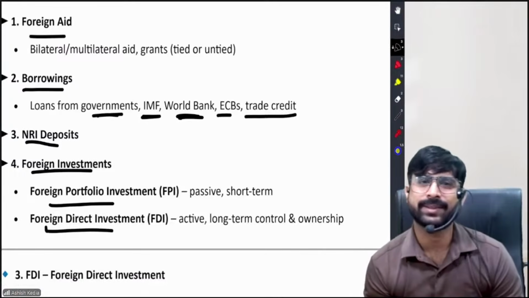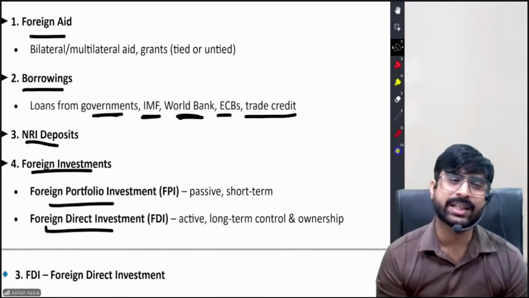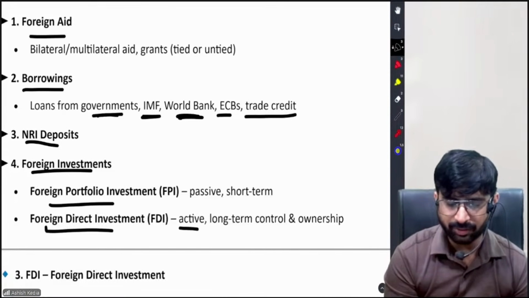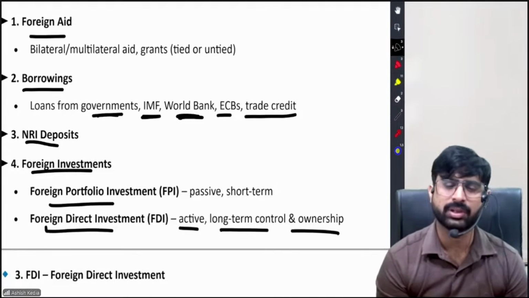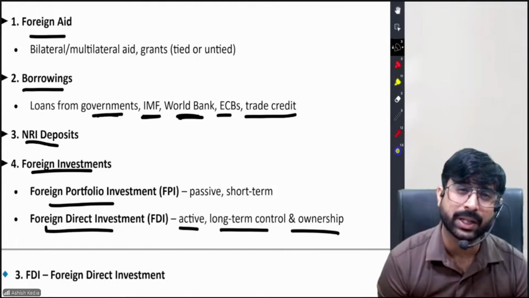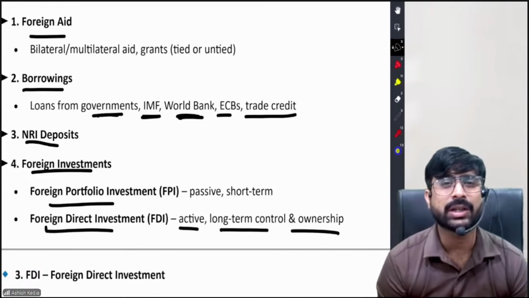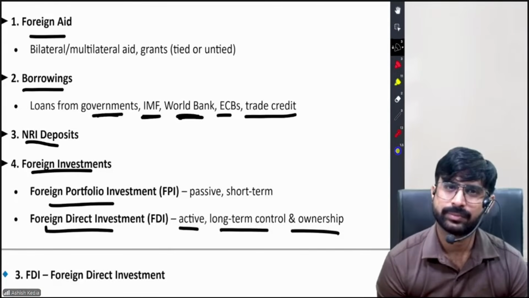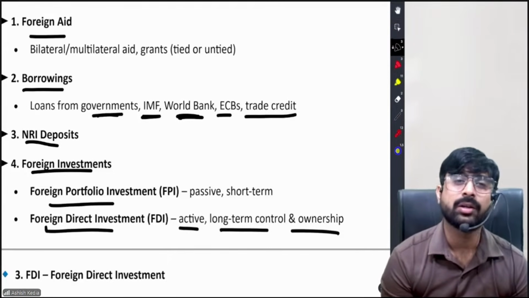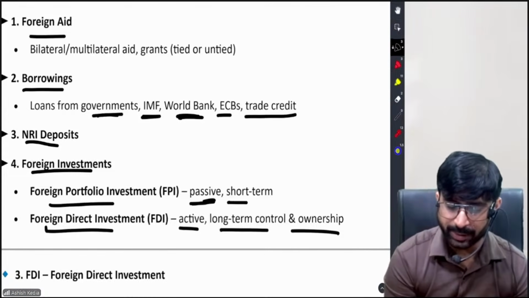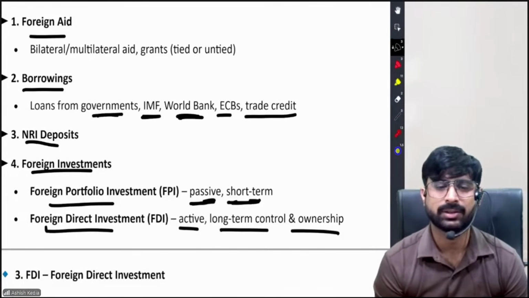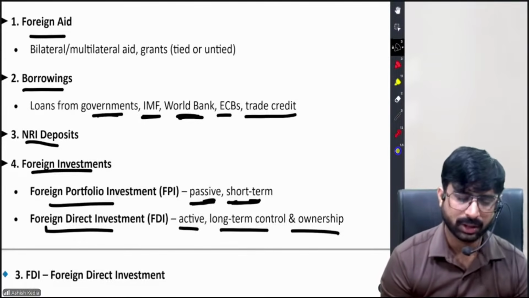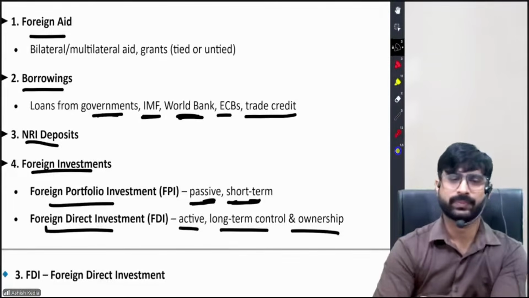Students, remember one thing. When the intention of the foreign investor is active participation, active long-term control and ownership of an Indian business, so when the goal is to play an active role there, we call it FDI, foreign direct investment. And what is FPI? Foreign portfolio investment. It is passive and short term in nature. I will explain both of these points.